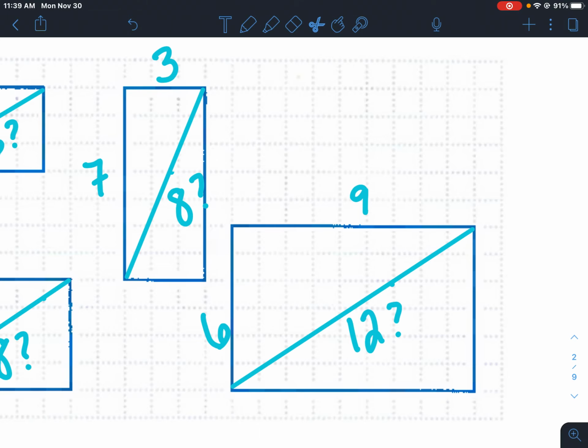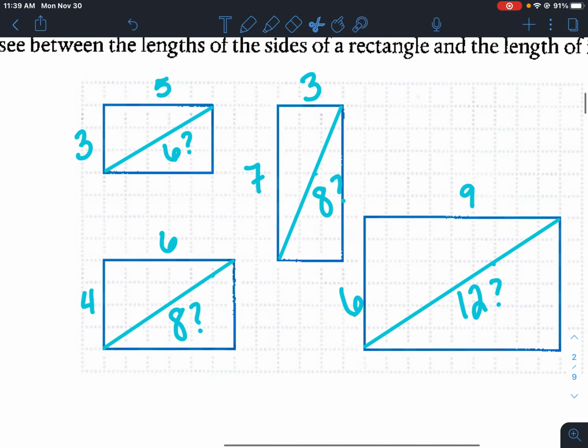Describe any relationship that you see. Well, the length of the diagonal is going to be longer than the length of either side. So we have that. That's probably pretty good.